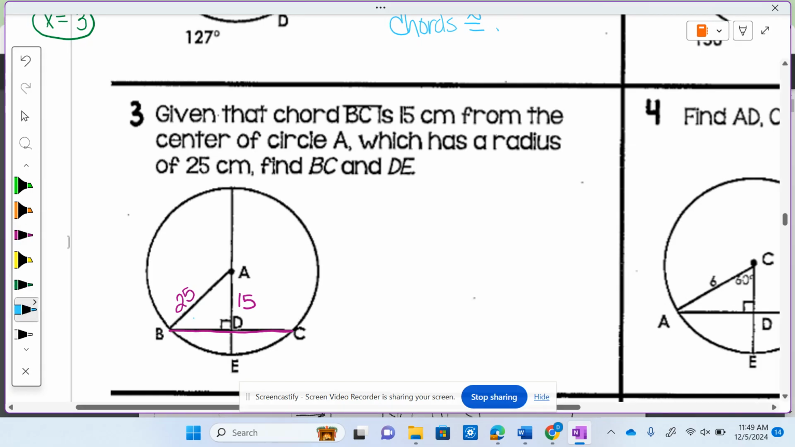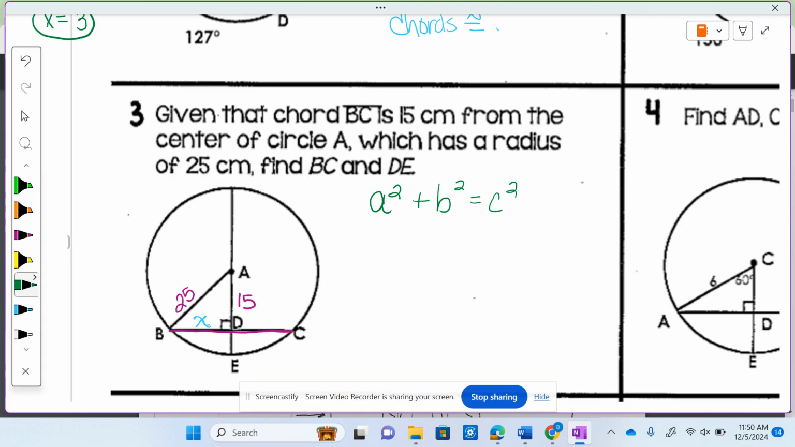Well, let's start with finding this measure right here. How are we going to find BD? What kind of a triangle is that? What's that fabulous theorem you learned from Captain P? A squared plus b squared equals c squared. Yeah, what's it called? Go ahead, Reese. Wait, I was going to just point something out. Oh, point it out. If the radius is 25 and we're trying to find DE, then it's 10.